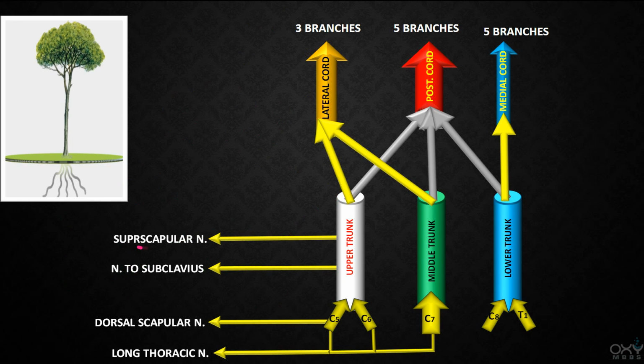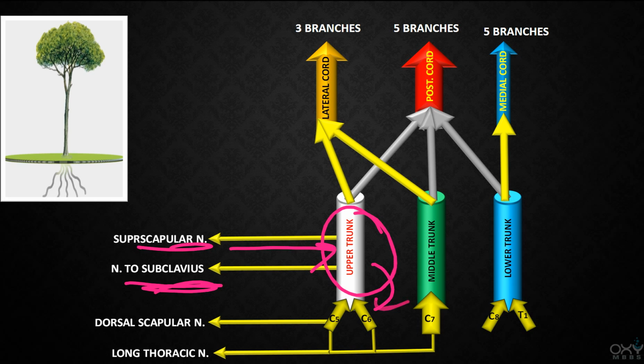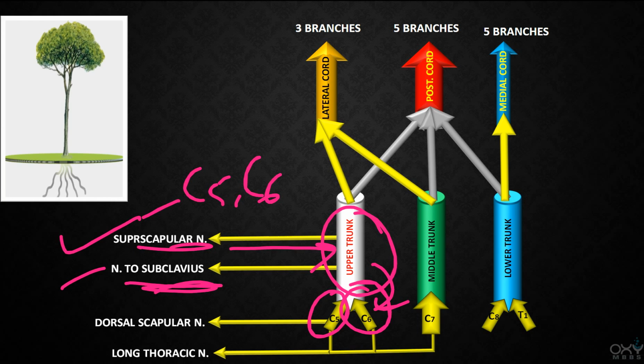As suprascapular nerve and nerve to subclavius are branches from the upper trunk, and as you know, upper trunk is formed from two roots C5 and C6, so it is obvious that the root values of suprascapular nerve will be C5 and C6, and the nerve to subclavius will be, tell me friends fast. Yes, you are correct, C5 and C6.